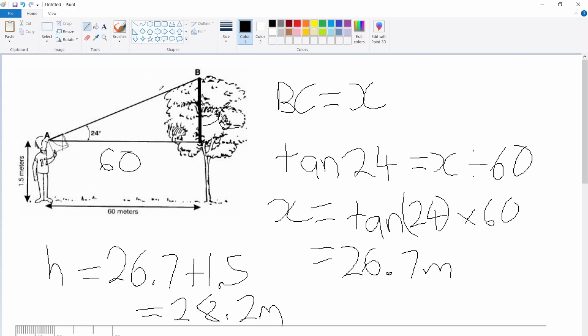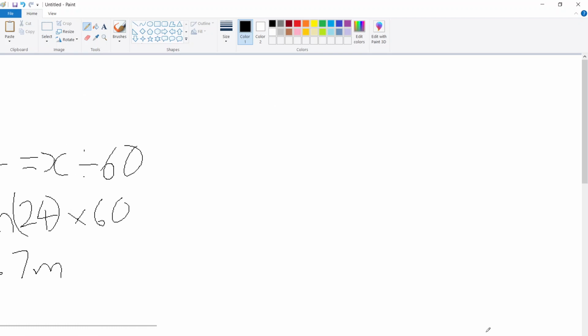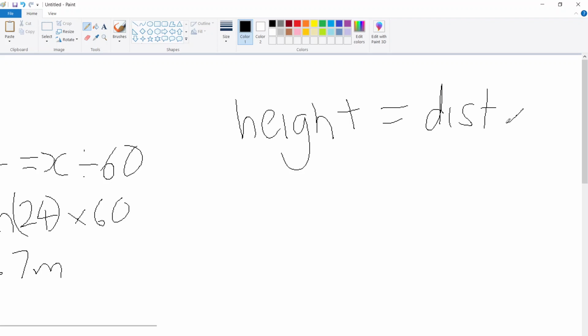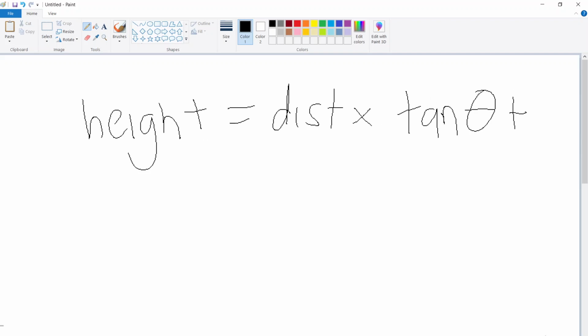So this is the general way you're going to be working out these questions. If I was to simplify the whole thing, the general formula would be: height would be equal to distance times tan of the angle, plus eye level.